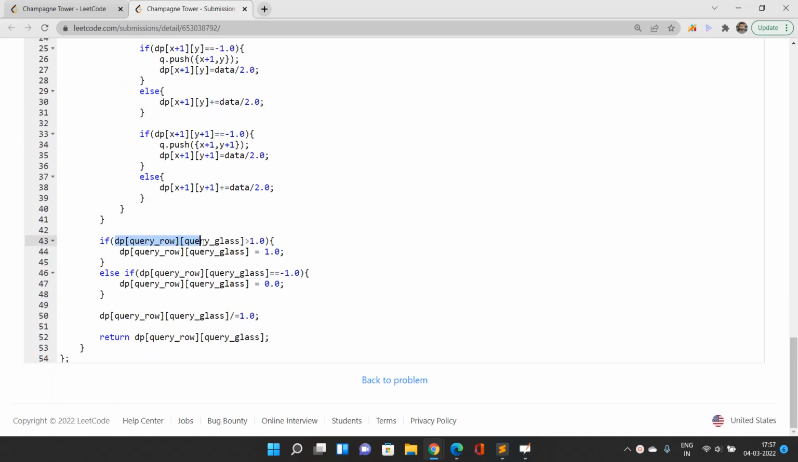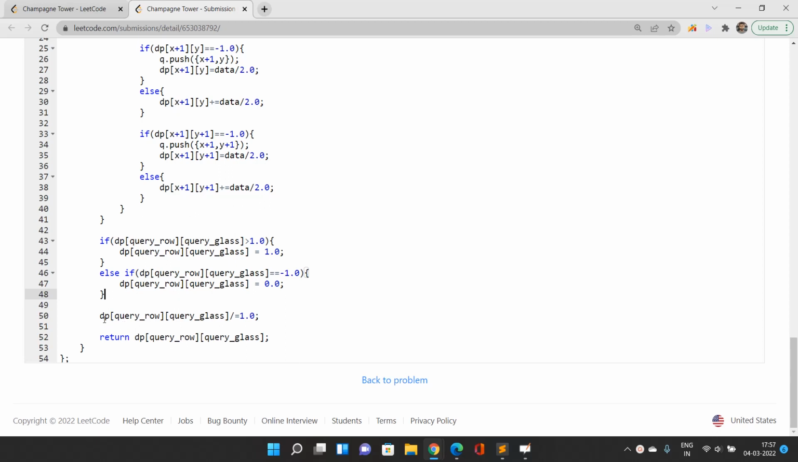Okay, now when this all goes well for all the layers, you can see, while i is less than query row, if dp of query row and query glass is greater than 1.0, right? So it is greater than 1.0, it means that the glass is completely filled. So you need to return how much the water is filled, it is actually the ratio. So you will assign this value as 1.0. Otherwise it is unfilled, so you need to return 0.0 according to the problem statement. Otherwise you will return the ratio.